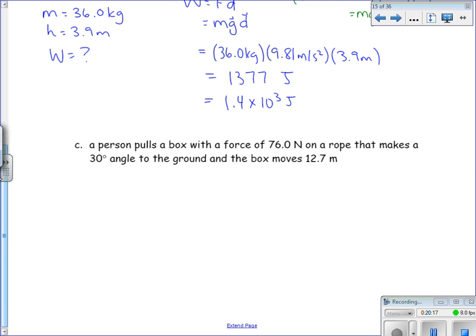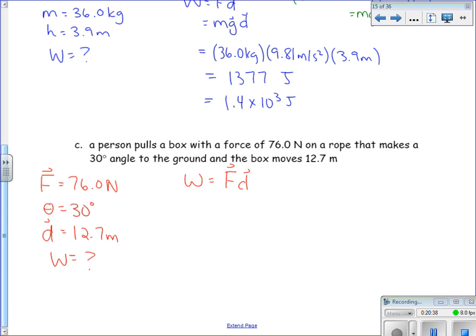Okay, a person pulls a box with a force of 76 newtons on a rope that makes an angle of 30 degrees to the ground, and the box moves a distance of 12.7 meters. So we want the work done in that situation. So work is force times distance times cos theta, which is 76.0 newtons times 12.7 meters times cos 30 degrees.